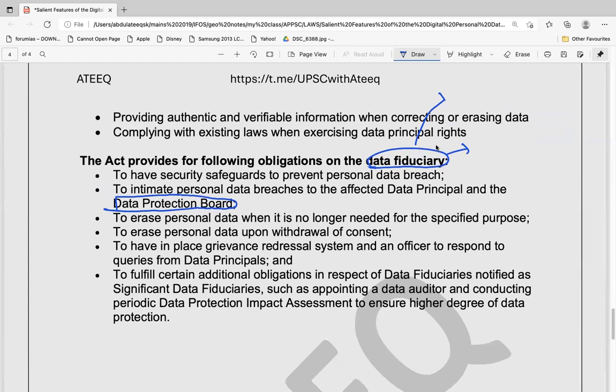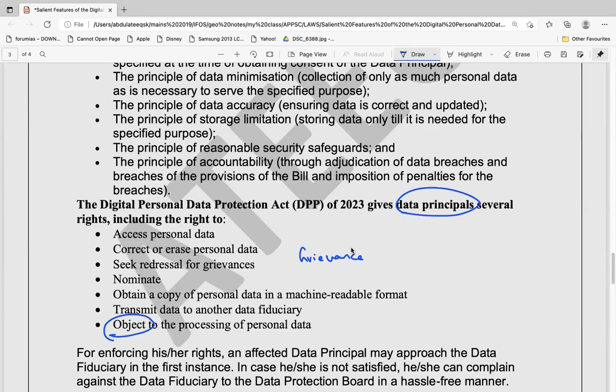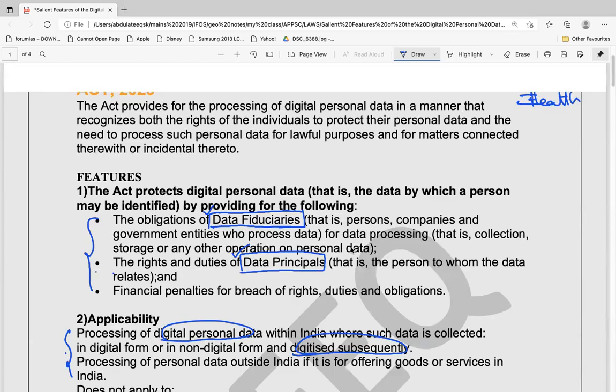And there are certain data fiduciaries which store huge amounts of data, and they are called the significant data fiduciaries. And they should also have additional responsibilities like data protection impact assessment, and they should also appoint a data auditor, and they should also have a higher degree of data protection. Okay, these are the certain things that they should do. Okay, let's move back to the act.